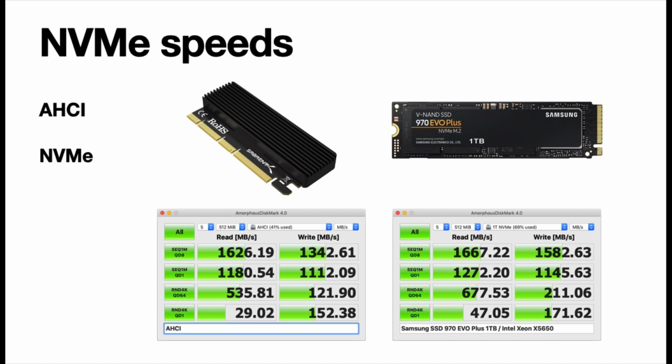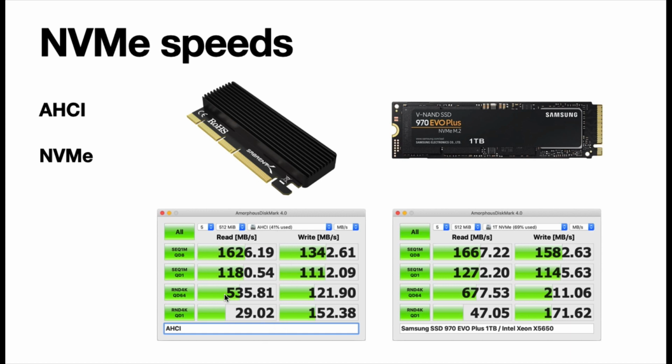NVMe speeds. We also got an NVMe PCI card, and you have an old standard for Apple, which is AHCI, and NVMe. I got a very cheap Wolftech, which is a very good card with an AHCI card, so we can compare the two. Again, the differences are not huge.